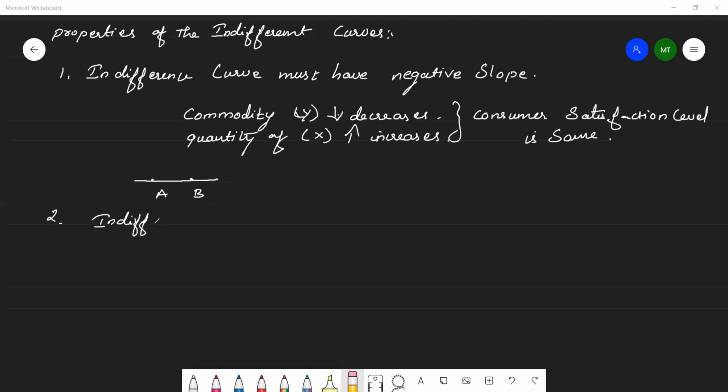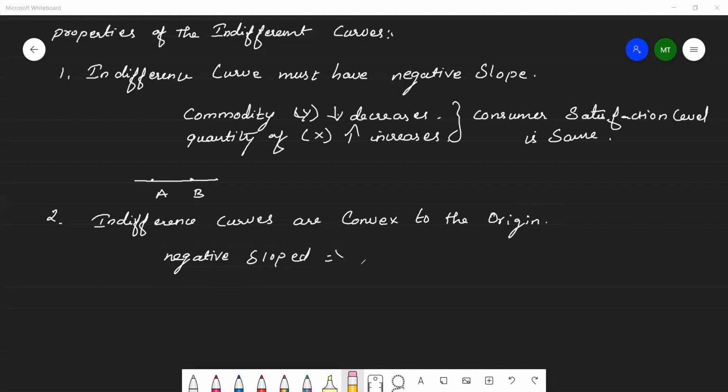Second, indifference curves are convex to the origin. The indifference curves not only have a negative slope, but are also convex to the origin.